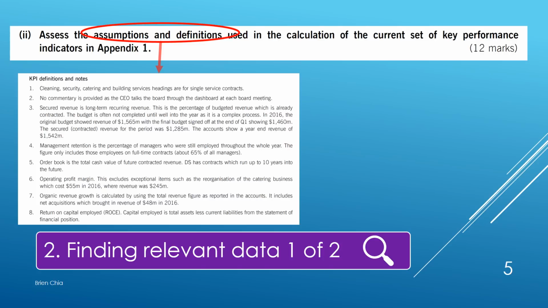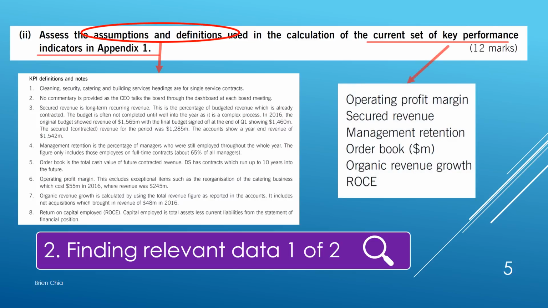You will find this at the back of Appendix 1. They have 8 different notes over there. And you will also have the current set of key performance indicators. They've told you it's in Appendix 1. And if you've seen my earlier video, we are looking at the same 6 sets of KPIs over here. Operating profit margin, secured revenue, and so on and so forth.